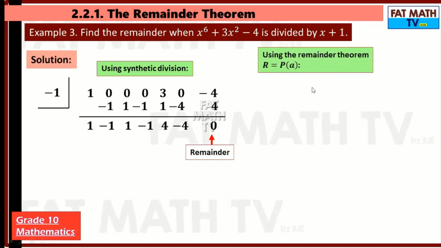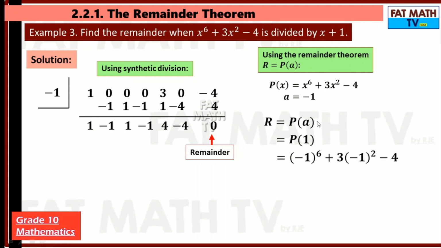So if we use the remainder theorem, just solve for p of negative 1. This should be p of negative 1, because our a here is negative 1. As you can see here, it's already negative 1. So replace x with negative 1. We're going to have negative 1 raised to 6, plus 3 times negative 1 squared, and then copy negative 4.